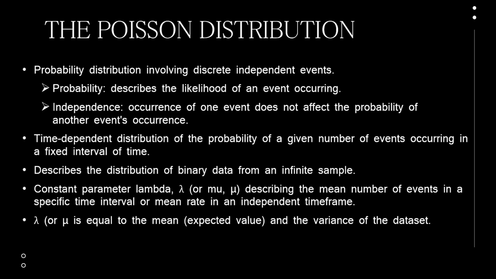Independence means that the occurrence of one event does not affect the probability of another event occurring. This is crucial for the Poisson model, as it assumes that each event happens independently of the others. The Poisson distribution defines the distribution of binary data from an infinite sample, meaning it can model the number of times an event occurs in a large number of trials or over a large period of time.